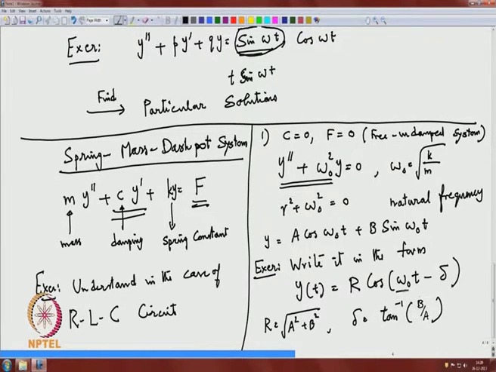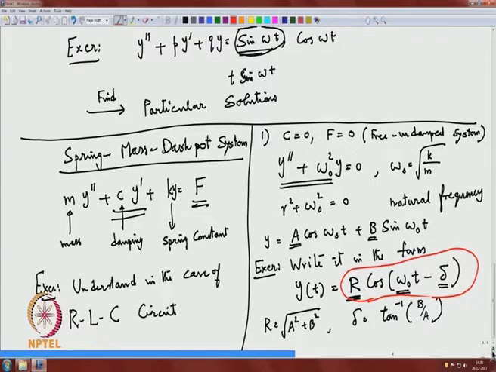Note that omega naught is given by square root of k by m, so it is not a constant. For a mathematician this is a general solution because it consists of two arbitrary constants, r and delta. Here the arbitrary constants are a and b. If you look at it, r gives you the amplitude; cosine varies between minus 1 and 1, so this will oscillate fully between minus r and r with a phase difference delta.